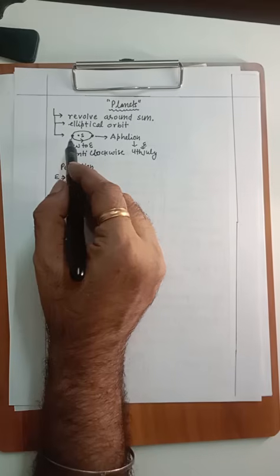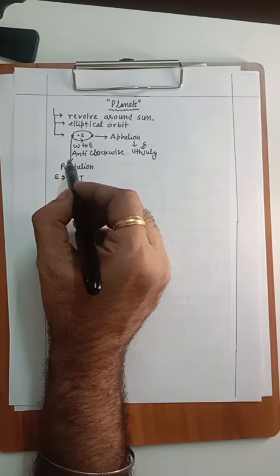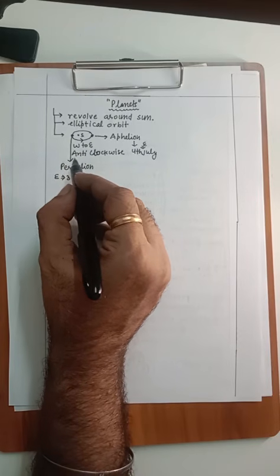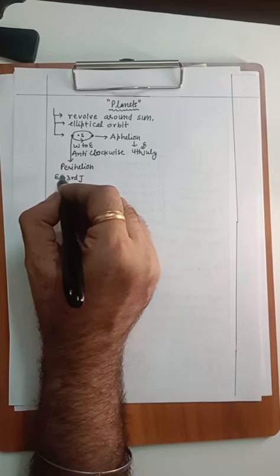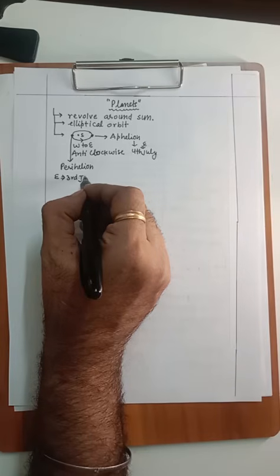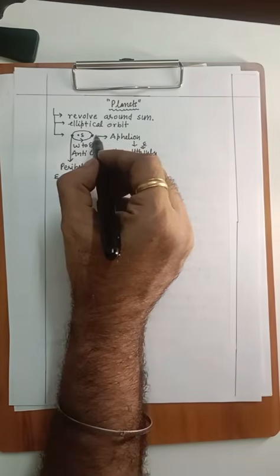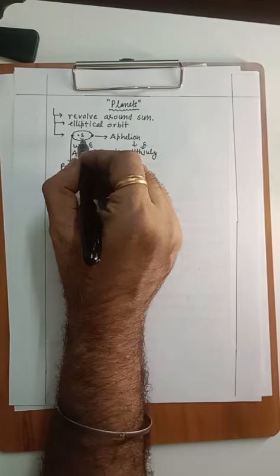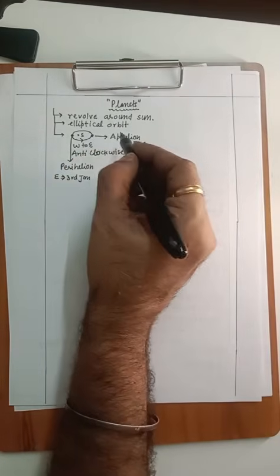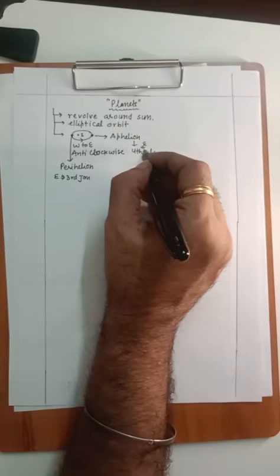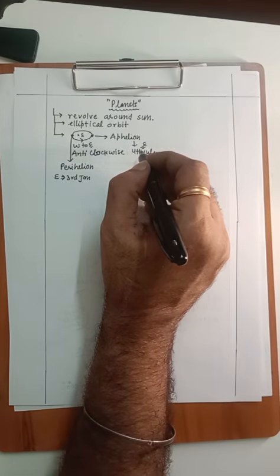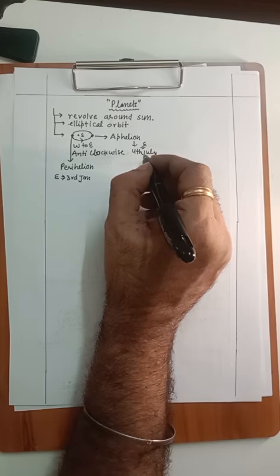While a planet is closest to the Sun, its location is called perihelion. Earth is at perihelion on 3rd of January. While a planet is farthest from the Sun in its elliptical orbit, its location is described as aphelion. Earth is at aphelion, farthest from the Sun, on 4th of July.